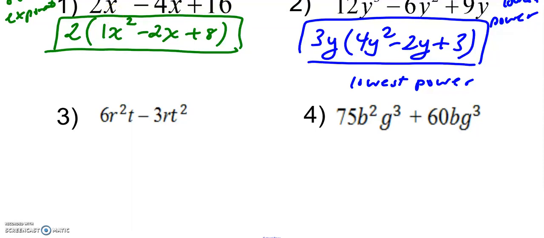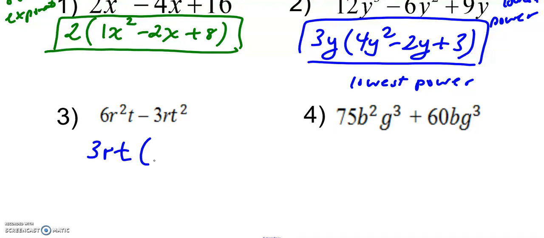So if we look at number 3, what is the biggest number I can take out of 6 and 3? Well, that is 3. If I have r squared here and just a single r here, how many r's am I allowed to take out without going over? Well, you want to take the smaller exponent. So you want to take one r out, and here I have a t and a t squared. So again, I'm going to take out a single t, or the lowest exponent.